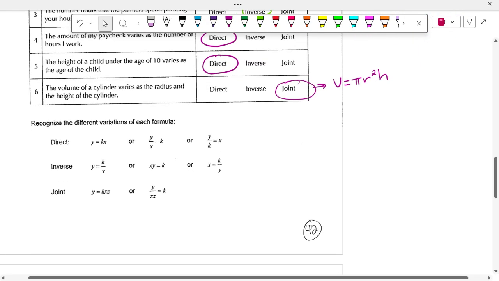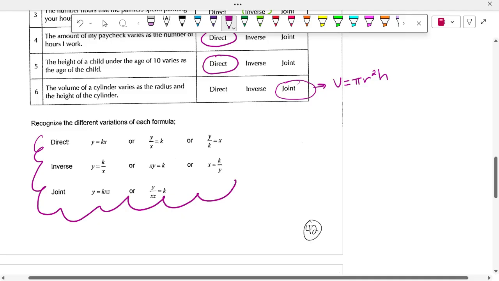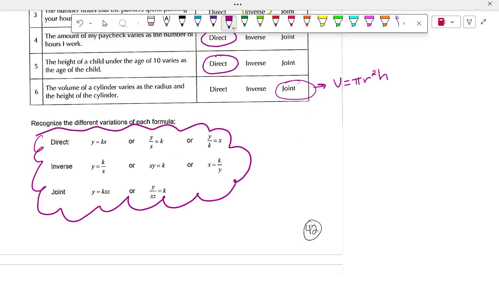And again, these are just the general formulas that you'll see. But the ones that I recommend knowing the best are this one, this one, and this one. Because honestly, they're all versions of each other. All the direct formulas are versions of y equals kx. All the inverse formulas are versions of xy equals k. All the joints are some version of y equals kxz.